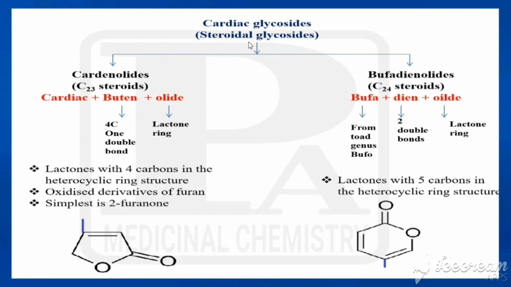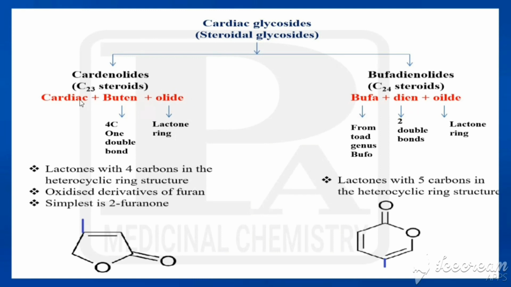These cardiac glycosides are again classified into two types. One is called cardenolide and another is called bufadienolide. Cardenolides are C23 steroids, so they are steroids having 23 carbons, whereas bufadienolides are also steroids but they have 24 carbons.